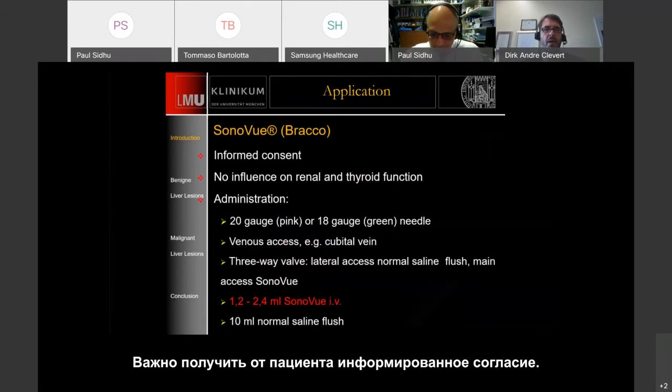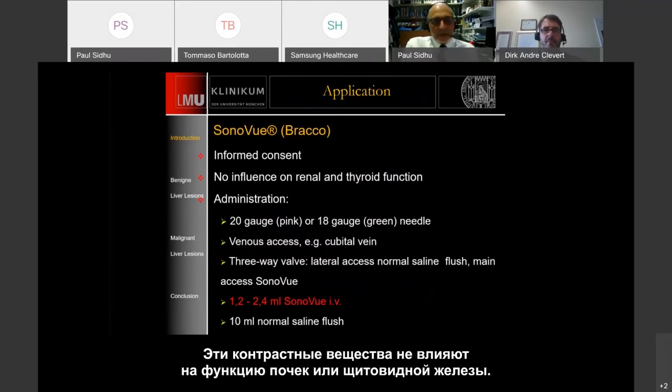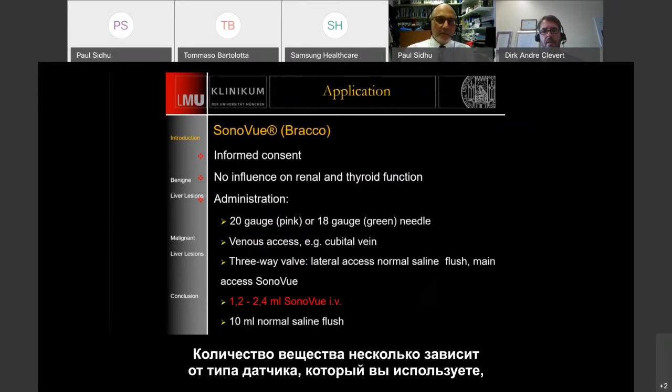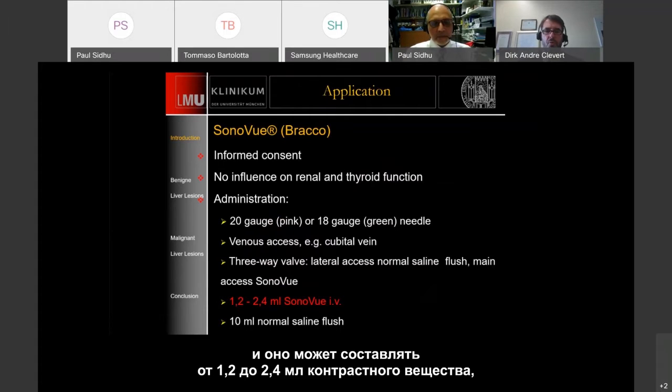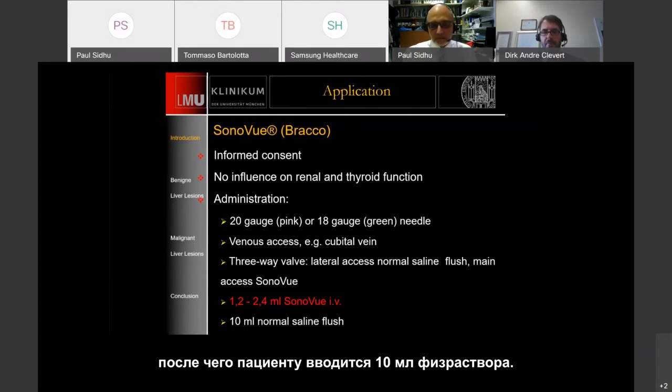It's important to have an informed consent from your patient. These contrast agents have no influence on renal or thyroid function, and the amount of contrast depends a little bit on the probe you're using. So it's around between 1.2 to 2.4 cc of contrast, followed by 10 cc of saline.